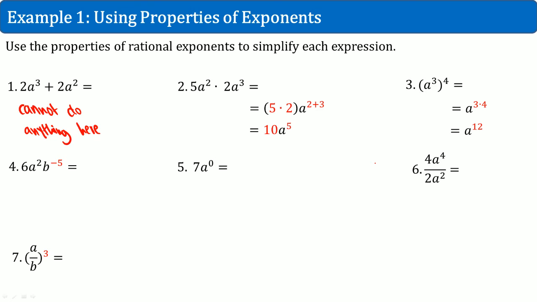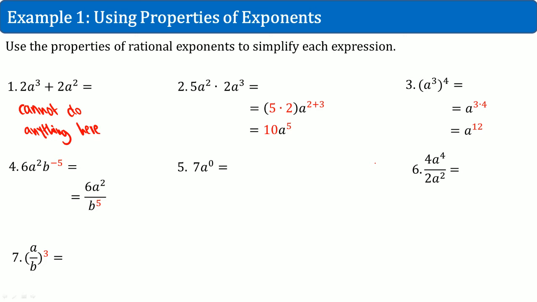Number 4, 6a squared b to the negative 5. Well, that negative 5 exponent is really bad. So what we're going to do is bring it down: it was on top, now we bring it down. So it becomes 6a squared, which stays on top. On bottom, it just becomes b to the 5th power.